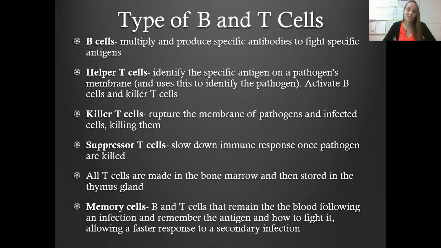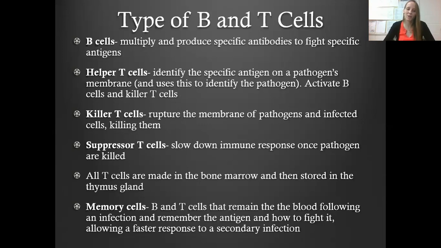We also have the suppressor T cells, which slow down the immune response once you've gotten rid of the pathogen. So essentially, once the pathogen is taken care of, the suppressor T comes in and is like, okay guys, chill, chill, chill, back to normal. All the T cells are made in the bone marrow and then stored in the thymus until they're mature and ready to use. That is where the name T cell comes from, is thymus. The B cells are just from the bone marrow, hence the B for bone marrow.